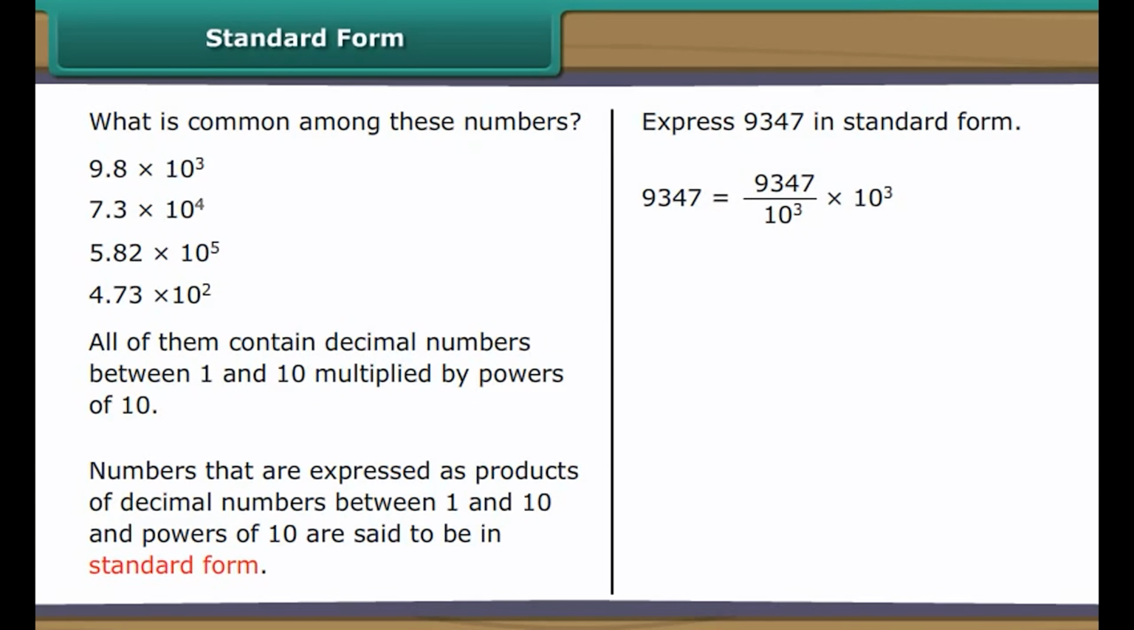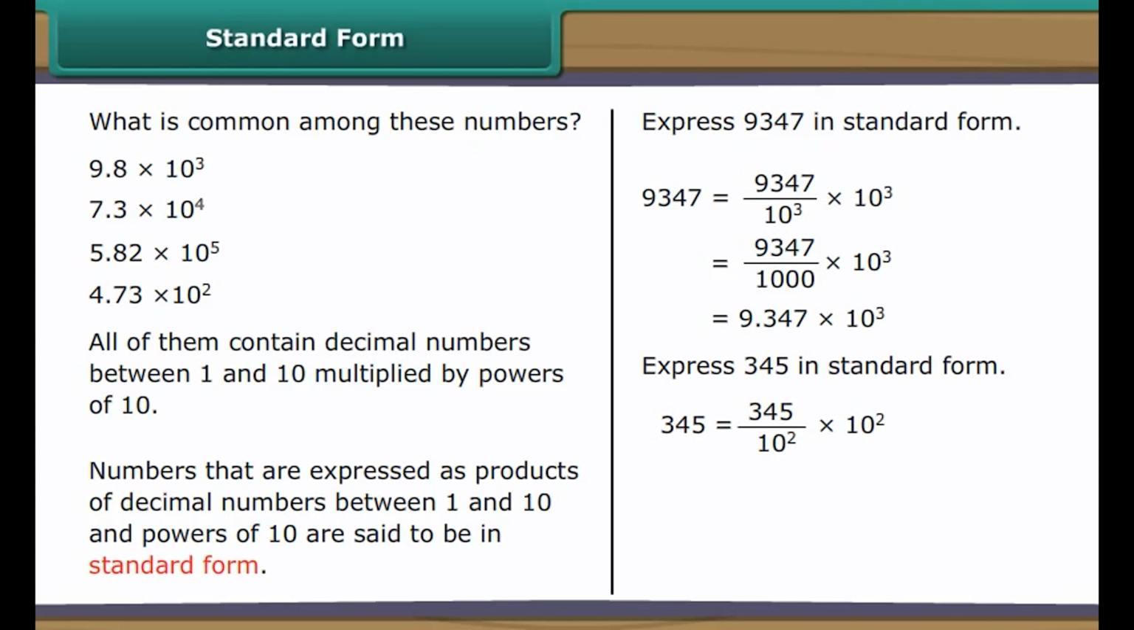9347 is equal to 9347 upon 10 cube into 10 cube, which is equal to 9347 upon 1000 into 10 cube, which equals 9.347 into 10 cube. Now express 345 in standard form. By simplifying it, we get 345 upon 10 square into 10 square, which is equal to 345 upon 100 into 10 square, which equals 3.45 into 10 square.